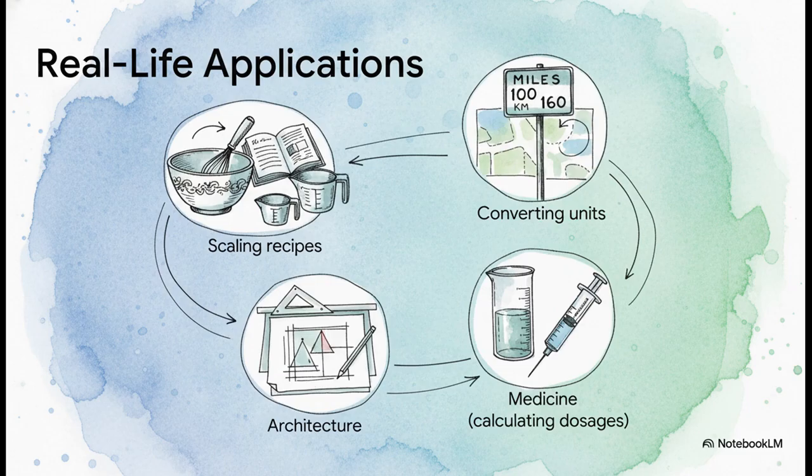Remember that recipe from the start? That's just scaling with a proportion. Converting from miles to kilometers? That's a proportion. Reading the scale on a map? Designing a building? Even calculating the right dose of medicine for a patient? All of these rely on the fundamental idea of two ratios being equal. This isn't just abstract classroom math. It's a tool for understanding and navigating the world around us.